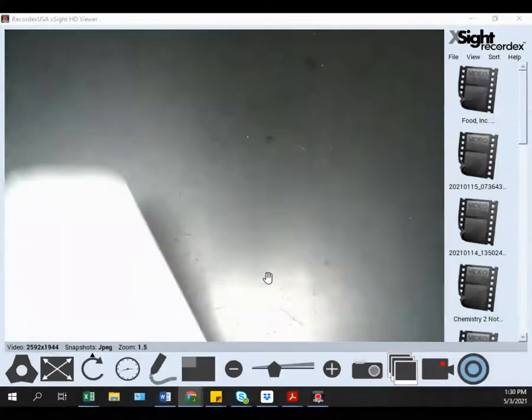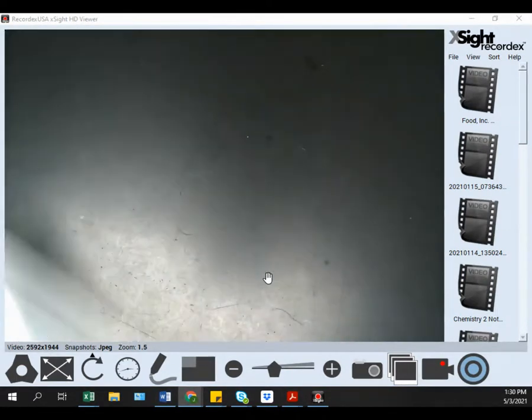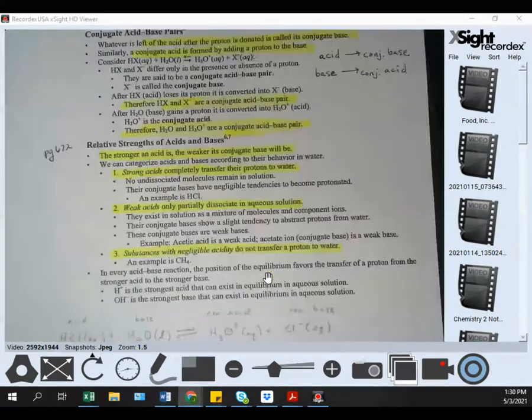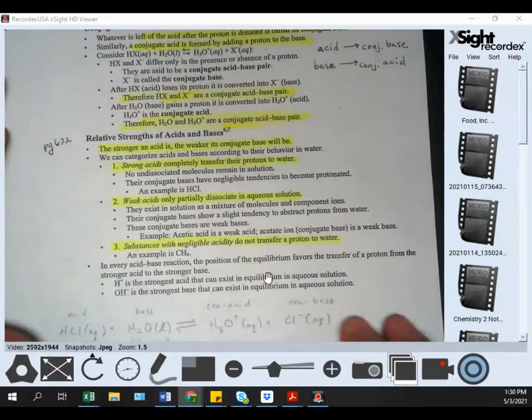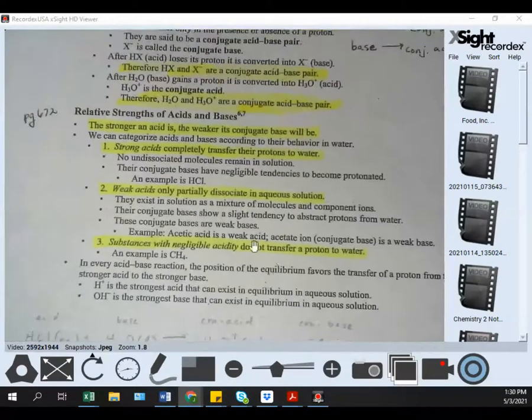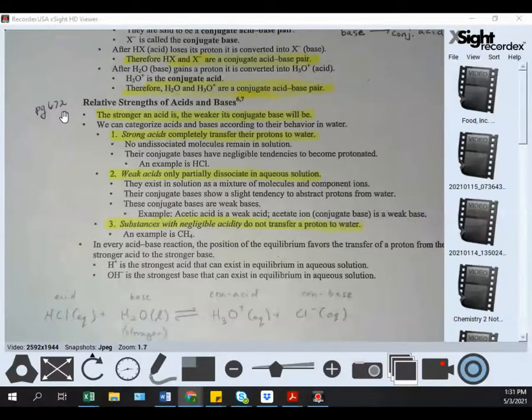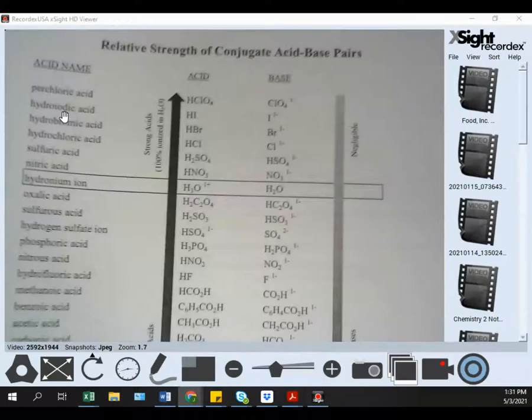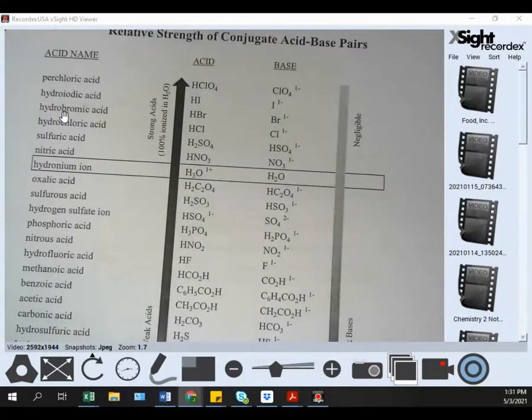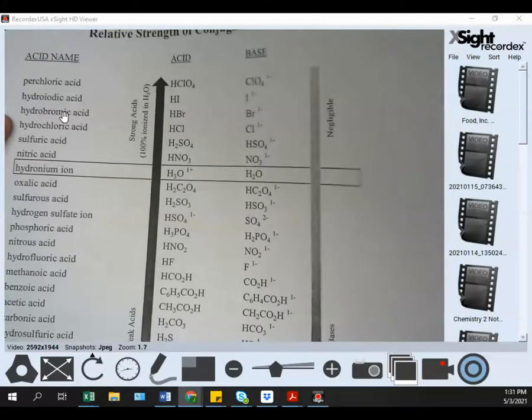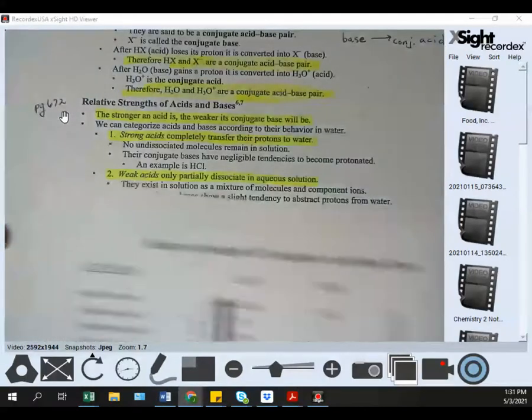So let's go to the relative strengths of acids and bases part. And by the way, page 672 is actually the sheet that I handed out to you guys, the extras. It's this thing. I typed it up, and I actually added some other ones to make it a little more complete. But this is the thing from page 672.